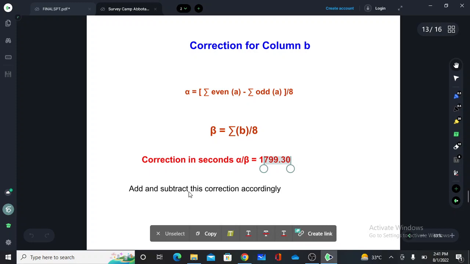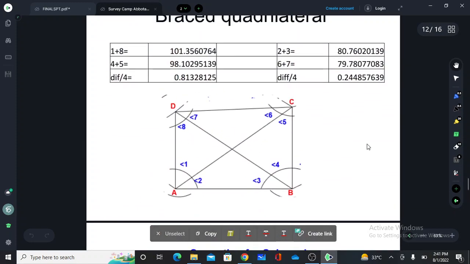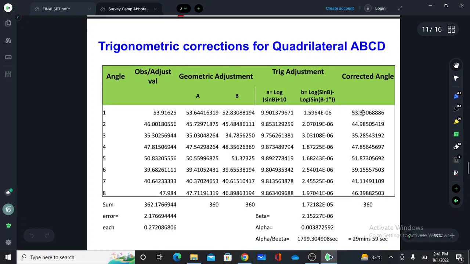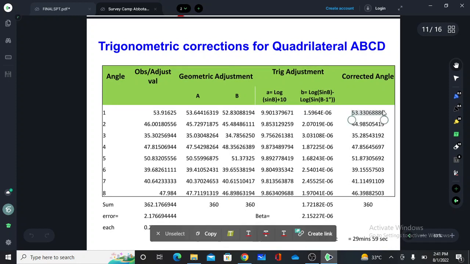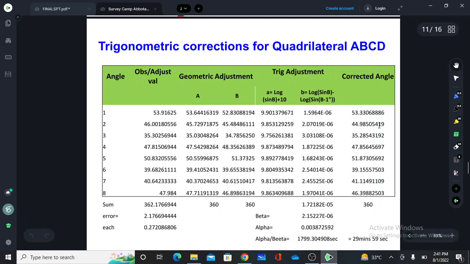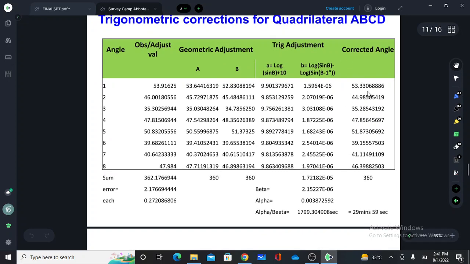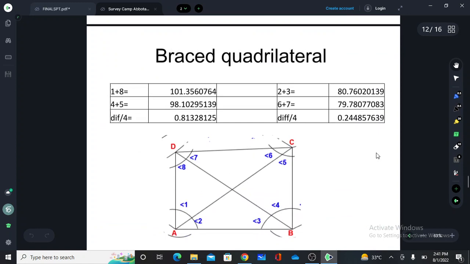So what we are going to do is add and subtract this correction accordingly. In the odd angles we add the value of alpha or beta, and in the even angles we subtract the value of alpha or beta. Once you add them up, this will give you a summation of 360 degrees. This is how we finally correct the angles. This is the final value of angles 1 to 8.